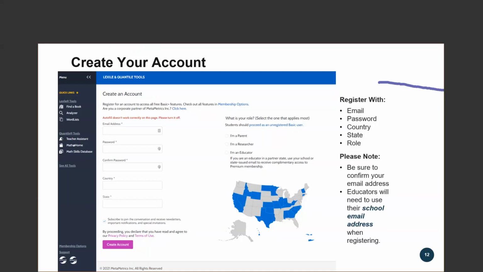So please, when you register your account, and you see here, we ask for some very simple information, make sure that you use your school email address and that you identify yourself as an educator. That will give MetaMetrics all the information it needs to give you that completely free access to the full functionality of the Lexile and Quantile Hub.